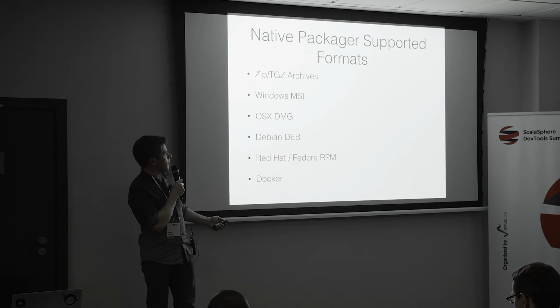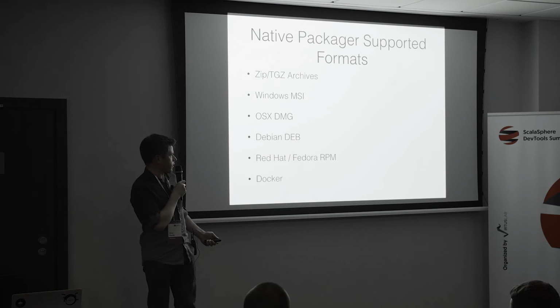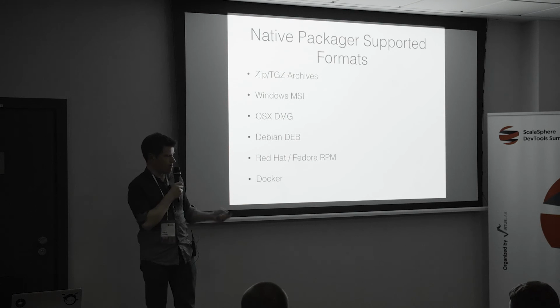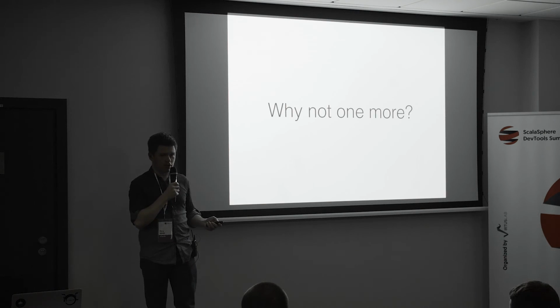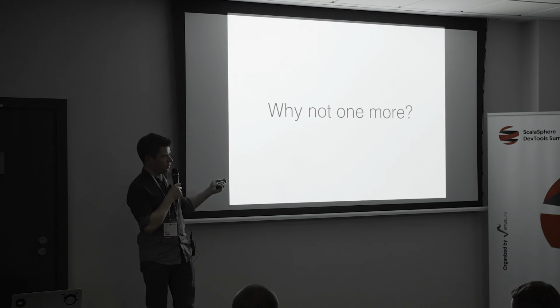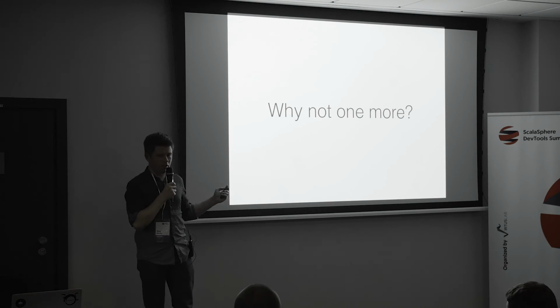So these are the native packager supported formats. There's zip and TGZ archives. There's Windows MSI, DMG for OS X, Debian packages, RPMs, and it also supports Docker. So it supports a wide variety of target formats. So it would be interesting to see if there is a new format that this doesn't support, or maybe say you want to deploy onto AWS Lambda, and you want to create an archive and use SBT native-packager as a base and then build on top of that.